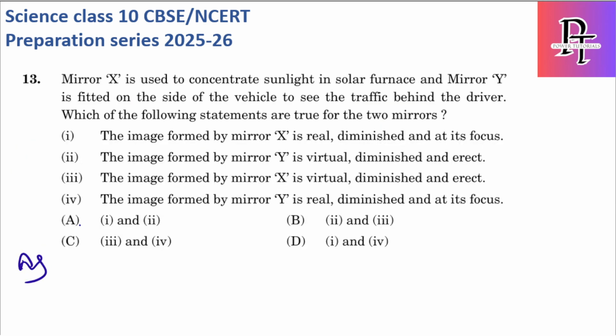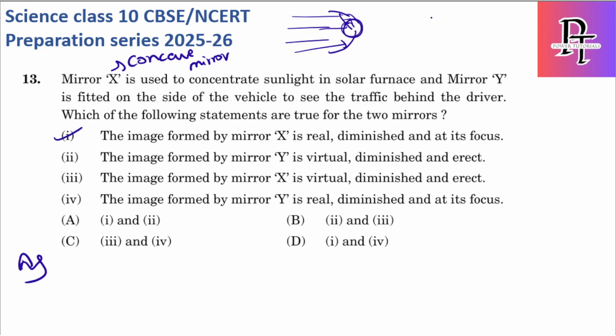Mirror X is used to concentrate sunlight in a solar furnace, and mirror Y is fitted on the side of a vehicle to see the traffic behind the driver. So what is mirror X here? Mirror X is nothing but a concave mirror. And what is the application here? It is used for a solar furnace. So they will keep the solar furnace such that all the light rays from the sun will fall on the mirror and they'll get reflected and get diverted into focus. Okay, so here the image formed is real, diminished and it is at focus, correct?